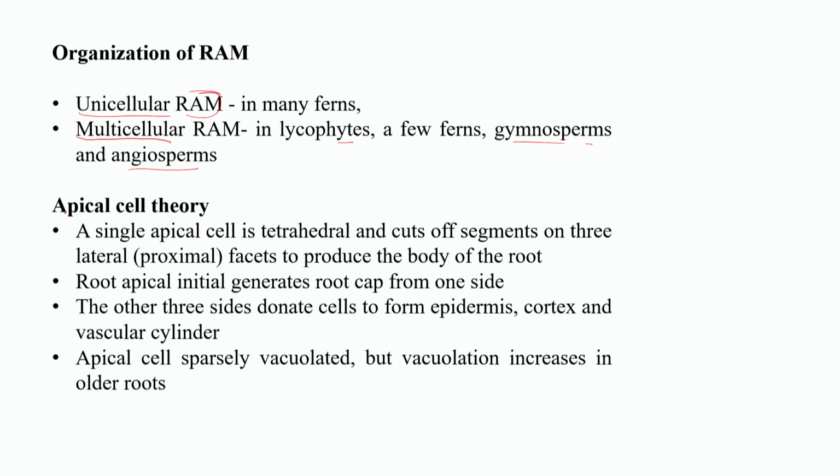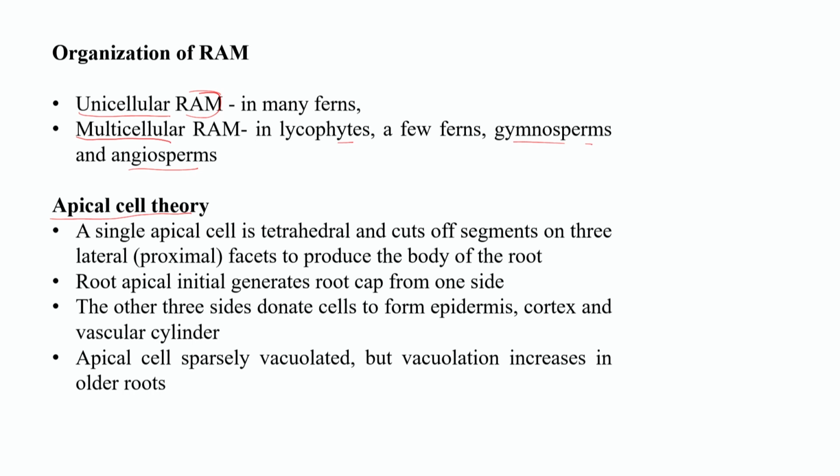So first let us talk about the apical cell theory. We have also discussed this in shoot apical meristem: according to this theory there is a single apical cell which gives rise to all parts of the root as well as shoot. In terms of root, if we analyze the apical cell found in the root, we can see that it is also a tetrahedral structure with 4 faces. In this case it is slightly different, because the position of shoot apical meristem is terminal, whereas root apical meristem is subterminal.